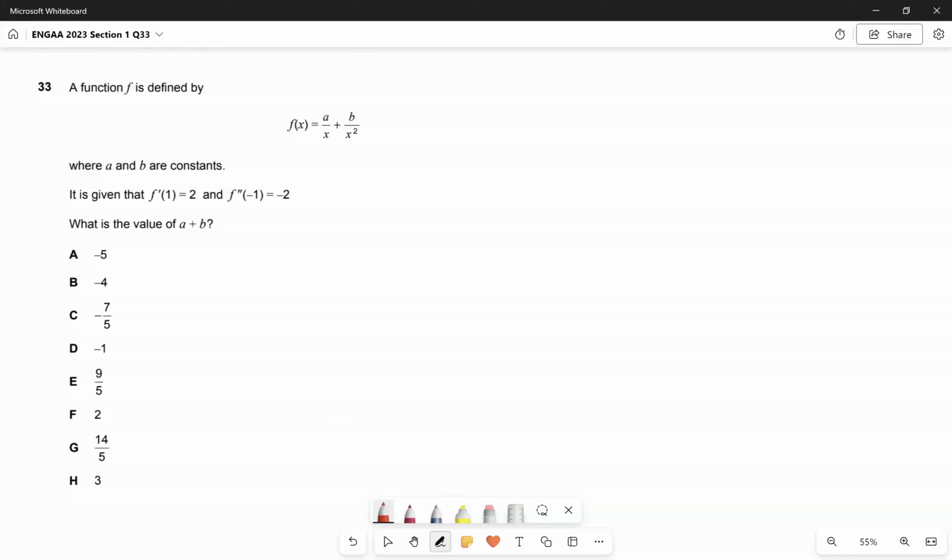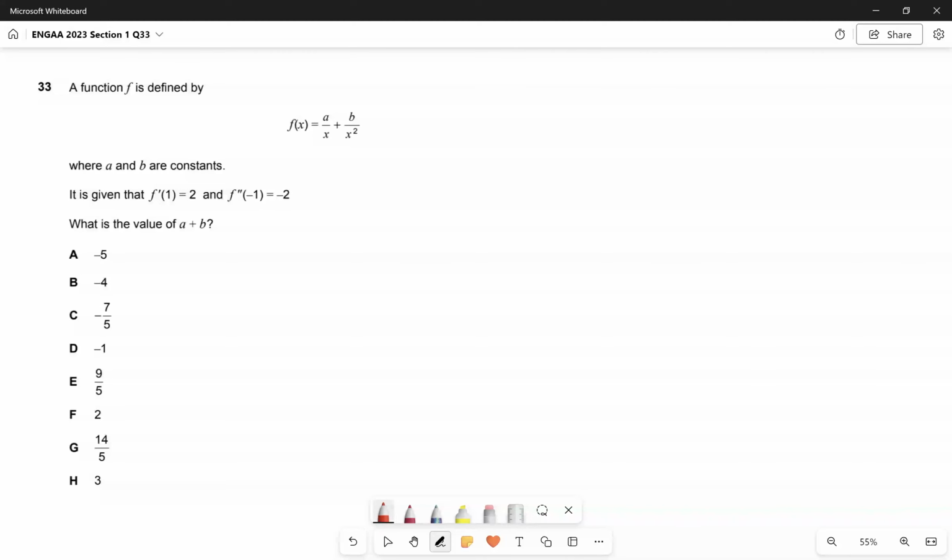A function f is defined by f of x equals a over x plus b over x squared, where a and b are constants. It's given that f prime of 1 equals 2 and f double prime of minus 1 equals minus 2. What is the value of a plus b? So immediately we should think to use the information they've provided.